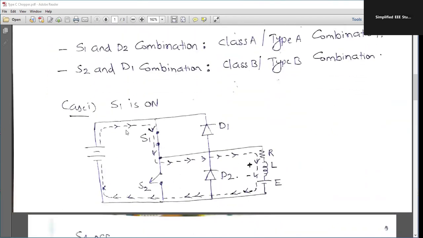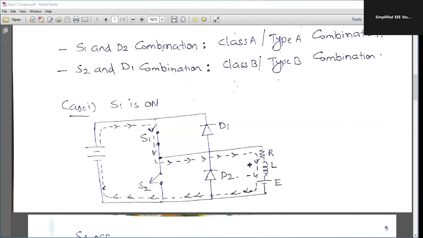Let us see the first case. In the first case, now there are two cases. First case, S1 is on. In the second case, S2 is on. So S1 and S2 are generally power electronic switches, which will have on and off conditions. So now I am going to discuss the condition where S1 is on. It is very clear that here it is a closed switch. S1 is on. So at that time, what about the current flow?